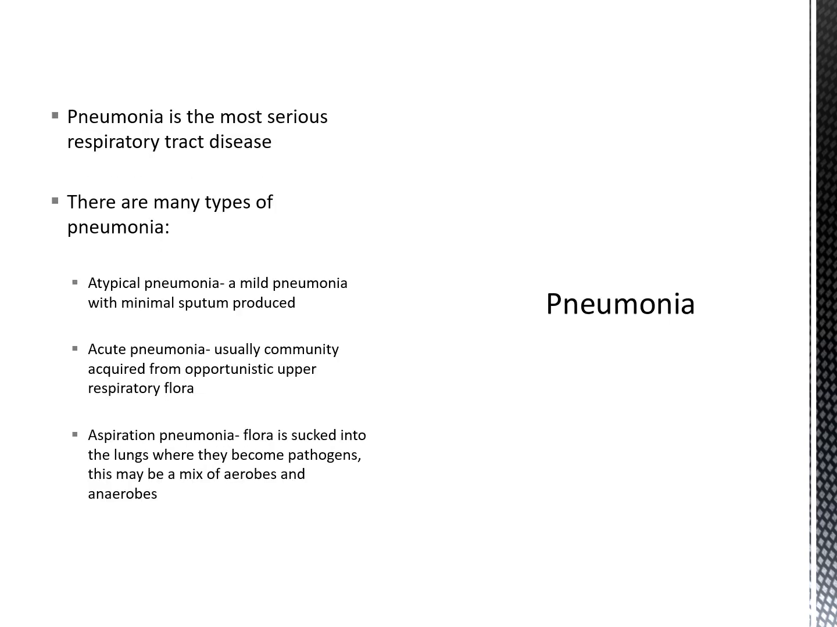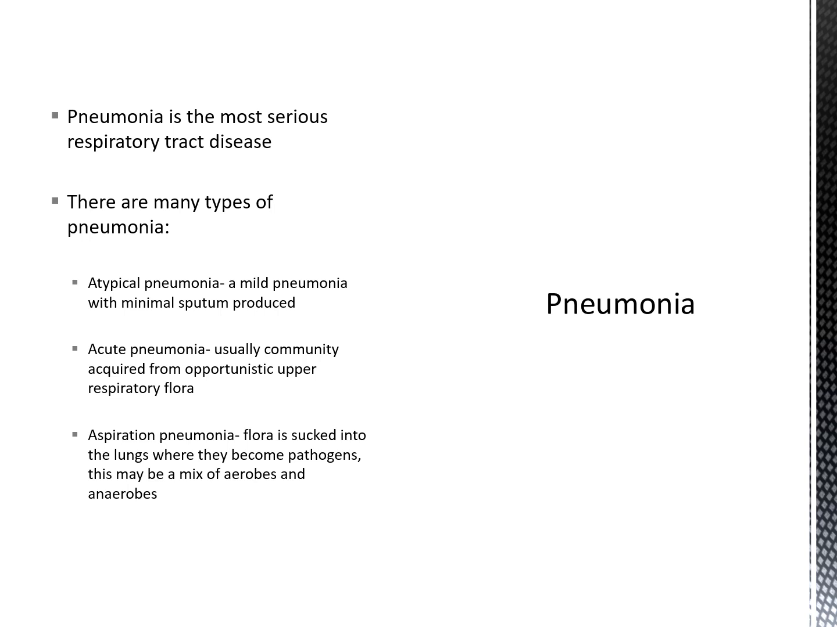Out of all the respiratory tract diseases, pneumonia is probably the most serious. There are many different types of pneumonia, and they're characterized in a number of different ways. One is called atypical pneumonia, which is a mild pneumonia with minimal sputum produced. It's also known as primary atypical pneumonia. It's not caused following another disease, but it is often caused by a virus, mycoplasma, rickettsia, that's the organism that causes Q fever, or chlamydia. This is also known as walking pneumonia.